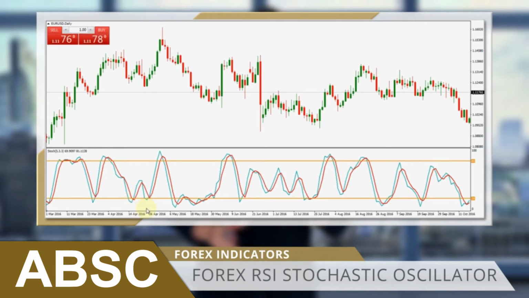The indicator consists of two lines. The K line compares the latest closing price to the recent trading range. The D line is a signal line calculated by averaging the K line values. How can this be used to trade?